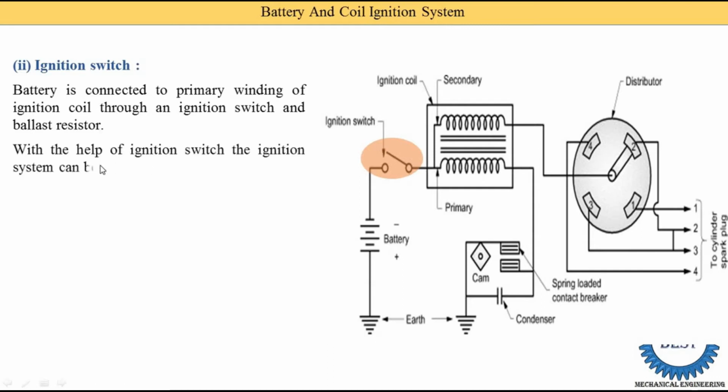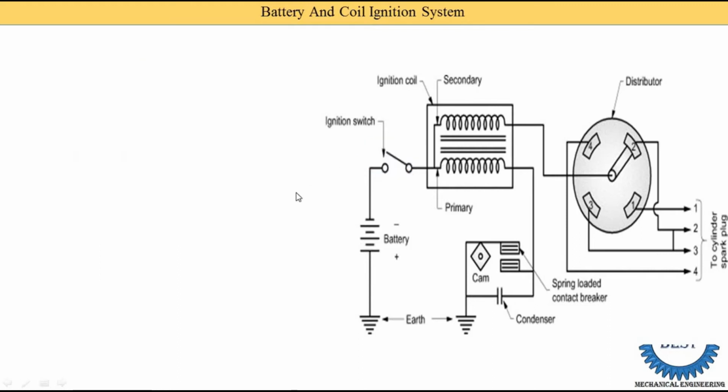With the help of the ignition switch, the ignition system can be turned on or off at will. Whenever necessary we turn on this ignition switch, and at that time the current flows from the battery to the primary winding. If we turn off this ignition switch, the current does not flow from the battery. When our car is stopped, the ignition switch is off. When we start our bike, the ignition switch is on and current starts to flow from the battery to the primary winding. The next component is the ignition coil. Here you see the ignition coil.